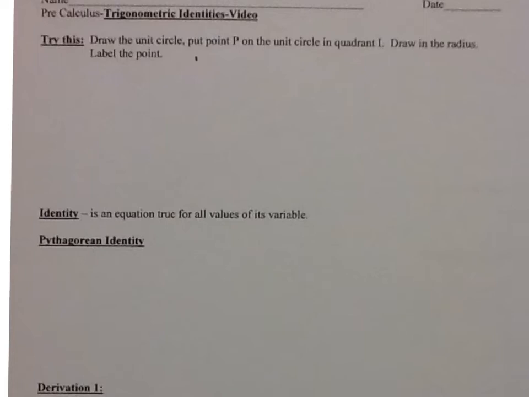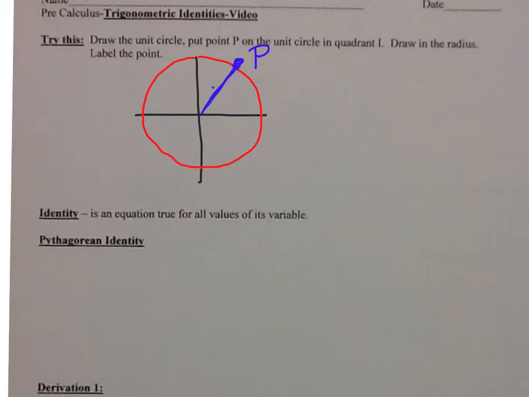Okay, so I'm going to draw my unit circle. Remember, my unit circle is up, down, left, right, 1. It says put point P on the unit circle in quadrant 1. So here's point P. And draw in the radius. And we should know that the radius is equal to 1 because I went up, down, left, right, 1 unit. And this point, remember, a point can be labeled as cosine theta, comma, sine theta.